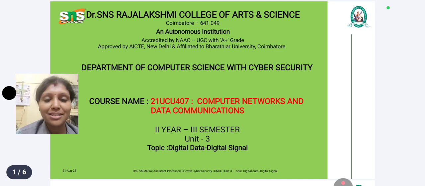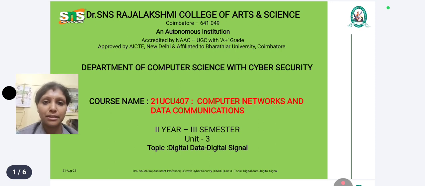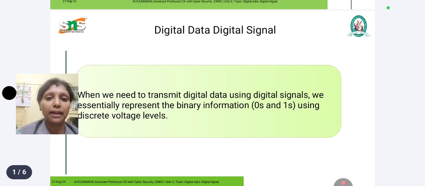Today, in this lecture series, we are going to see the subject Computer Networks and Data Communications. In that, we are going to see the topic Digital Data to Digital Signal. Before we move on to the topic, let you all know what is meant by data transmission. Data transmission is none other than transmitting the data from sender to receiver.